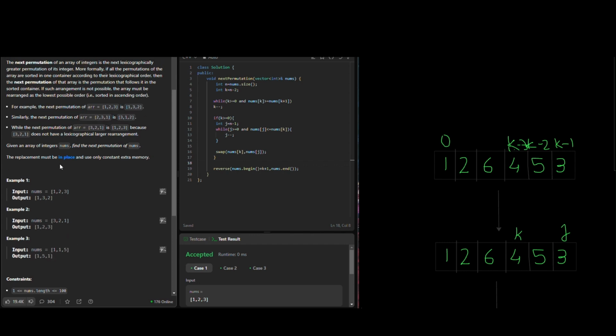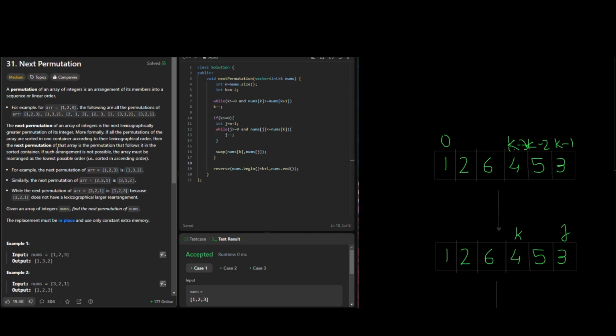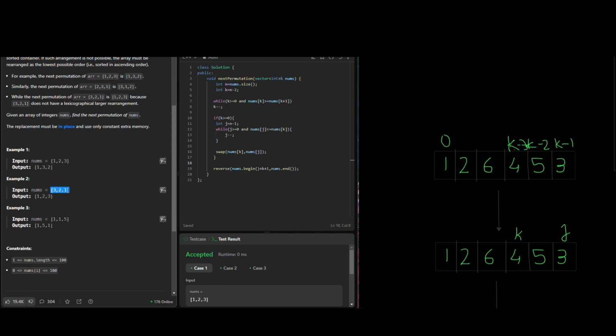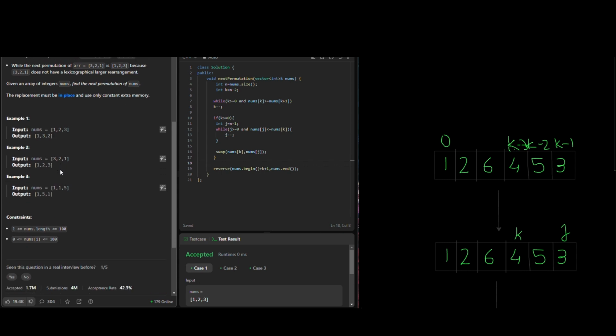There's also an edge case which the problem talks about: what if we're given the highest possible lexicographical permutation, which is 3, 2, 1, right? In that case we need to return the lowest possible lexicographical permutation, which is 1, 2, 3. So just remember these two cases which the problem wants us to handle: for any random given permutation, provide the next permutation lexicographically, and for the highest possible permutation, provide the lowest possible permutation lexicographically.